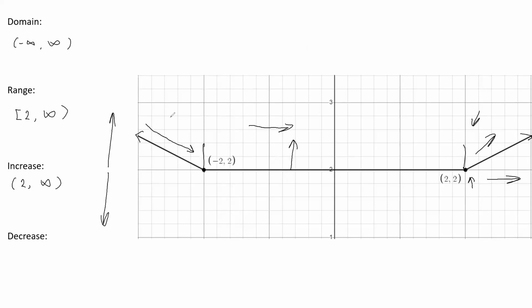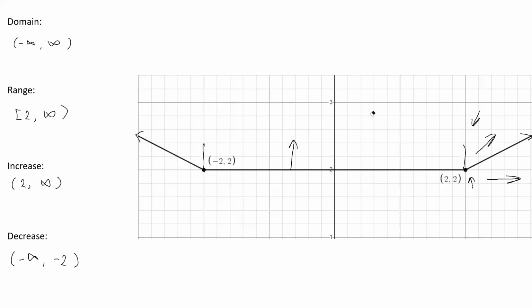The interval of decrease is right here, because that's where we're going downhill, looking from left to right. And that one goes from negative infinity to negative 2, as we can see right there on our graph, right on that point. Because remember, we're just coming from this way for infinitely far that way, and we just stop right here at negative 2. Hopefully that makes sense.